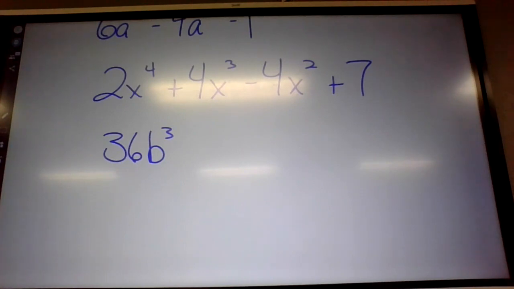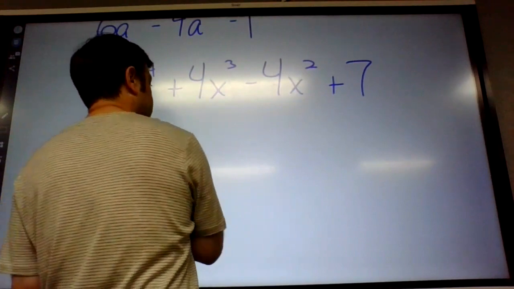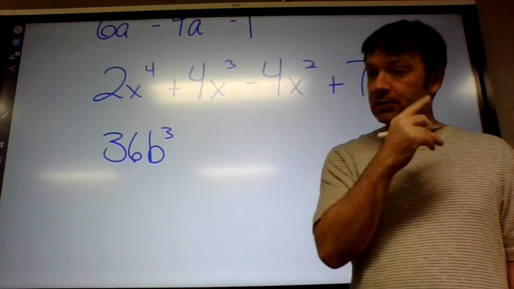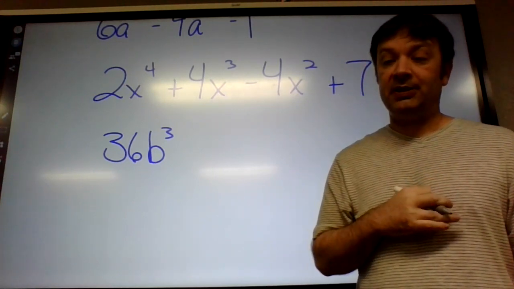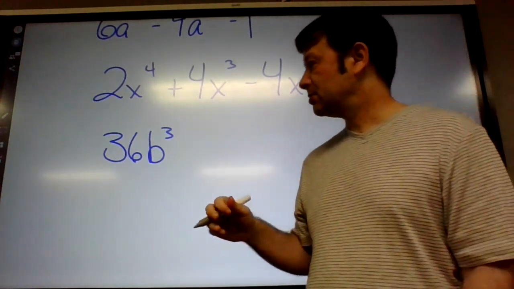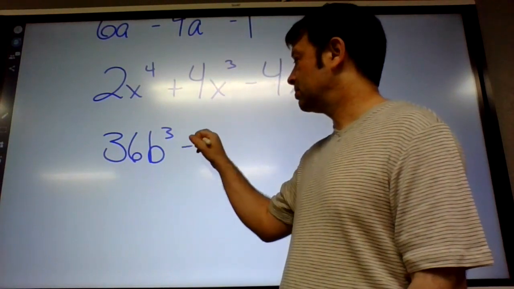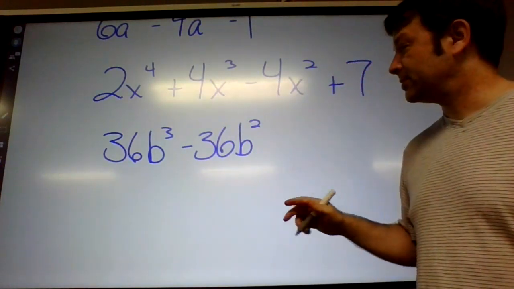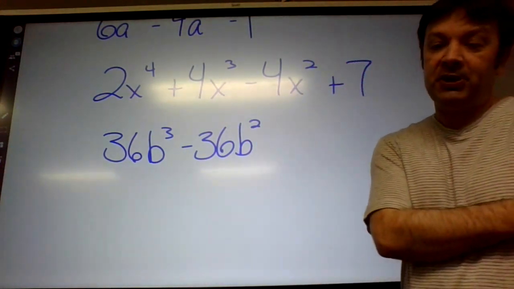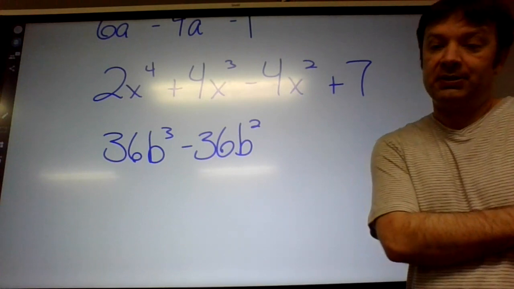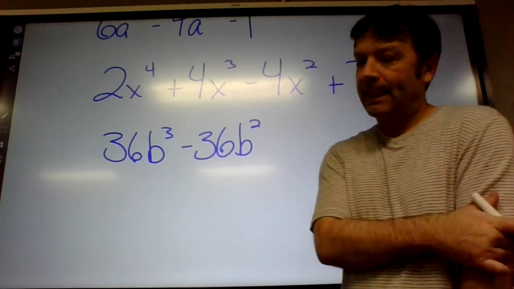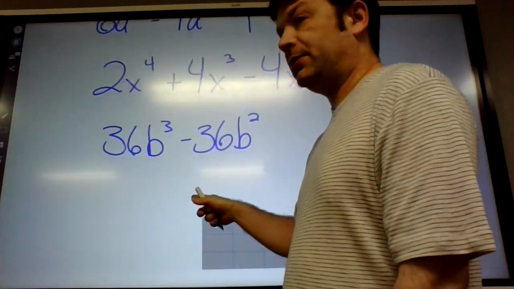And then negative 6 would be negative 1b cubed? We're not dividing, we're multiplying. Then 6 times negative 6, which is negative 36. Yeah, and the b squared is still there. 6b squared times negative 6 is negative 36b squared. All right.